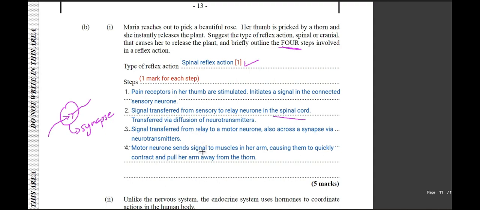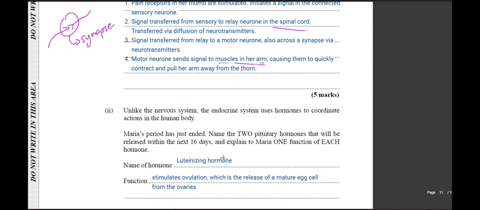And then the motor neuron is going to send a signal to muscles in her arm, and that's going to cause them to quickly contract, pull her arm away from the thorn. And that's your process, your 4 steps of your reflex action. So let's go to the next part.